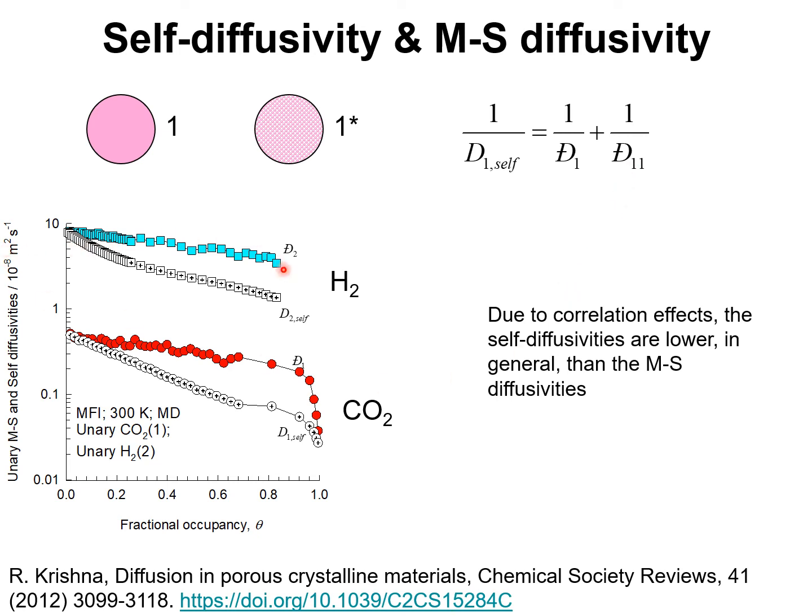If you look at MD simulations for unary diffusion, the Maxwell Stefan diffusivity for hydrogen is shown by these cyan squares, the Maxwell Stefan diffusivity for carbon dioxide is shown by these red circles, and MD simulations for the self-diffusivity of hydrogen in MFI zeolite under the same conditions are shown by these squares, and the self-diffusivity for carbon dioxide is shown by these circles. We see in each case that the self-diffusivity is significantly lower than the Maxwell Stefan diffusivity due to correlation effects.